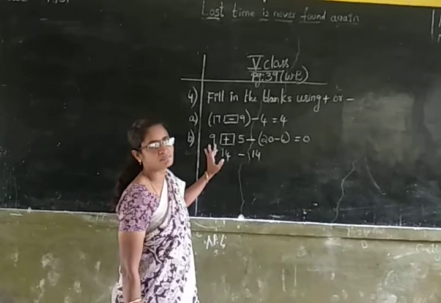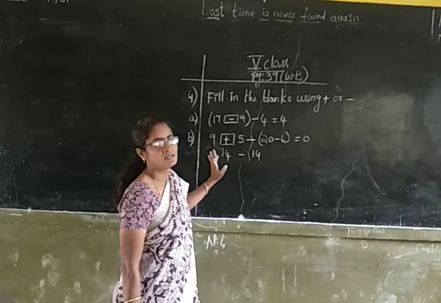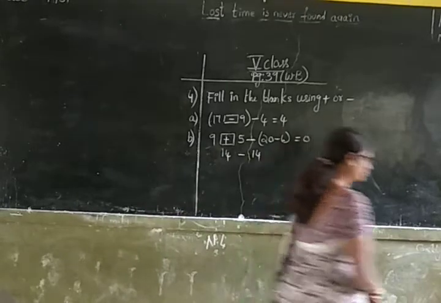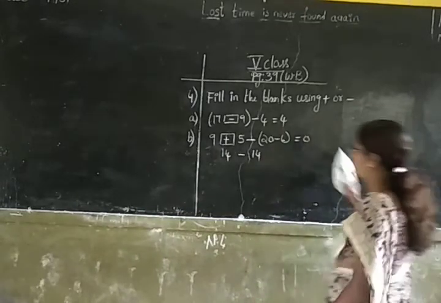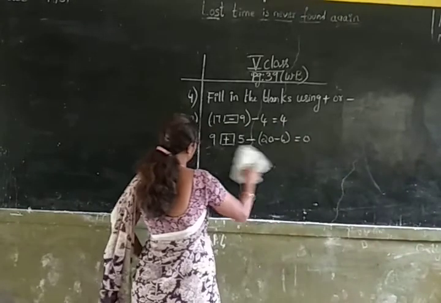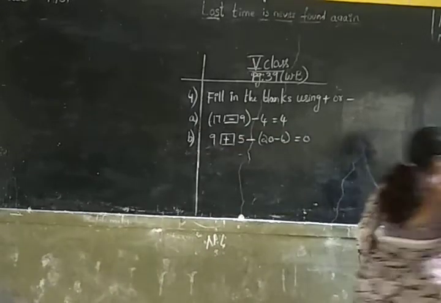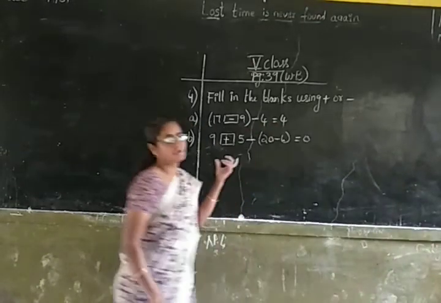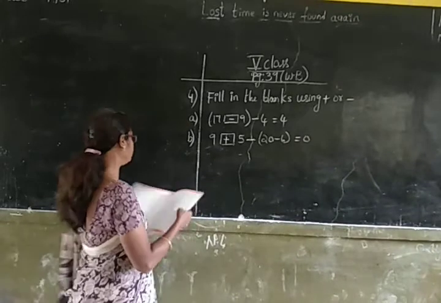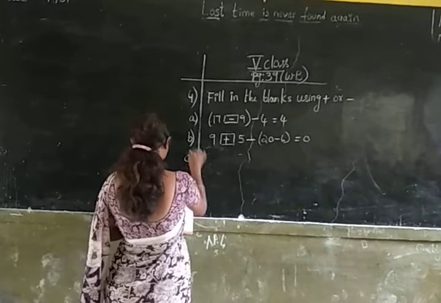First we check with the symbol plus and then you check with the symbol minus. And see which symbol you have to place. Okay children? First you check the sum by placing plus symbol. Next you check the sum by placing minus symbol and check which symbol you have to place here. Okay children? Next is C sum.